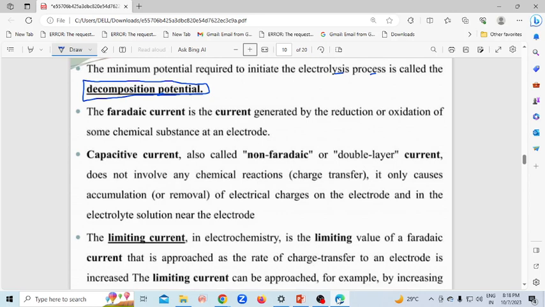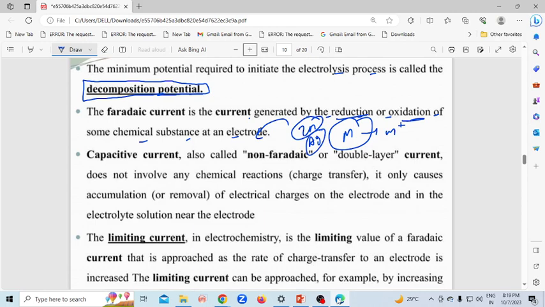The Faraday current is the current generated by the reduction or oxidation of the chemical substance in your electrolyte, so it also depends on your electrolyte. It means how much current is generated due to the reduction or oxidation of an ion. If the metal being oxidized is zinc, the potential will be different; if it is gold, it will be different. So you need to apply different potentials, which is known as the differential decomposition potential. And then how much current is required.